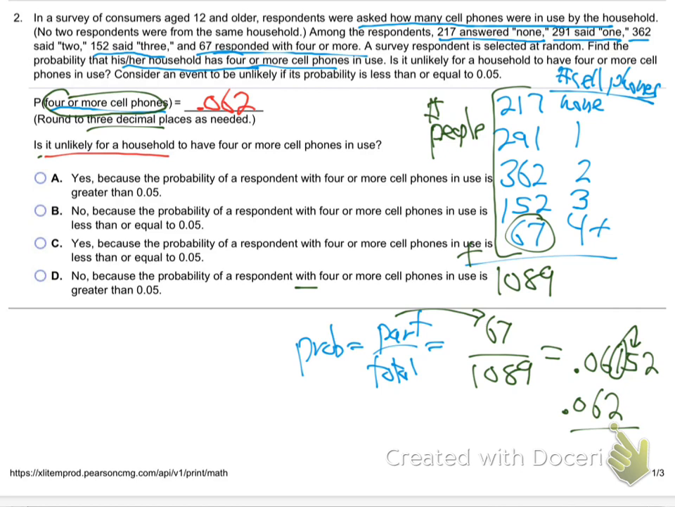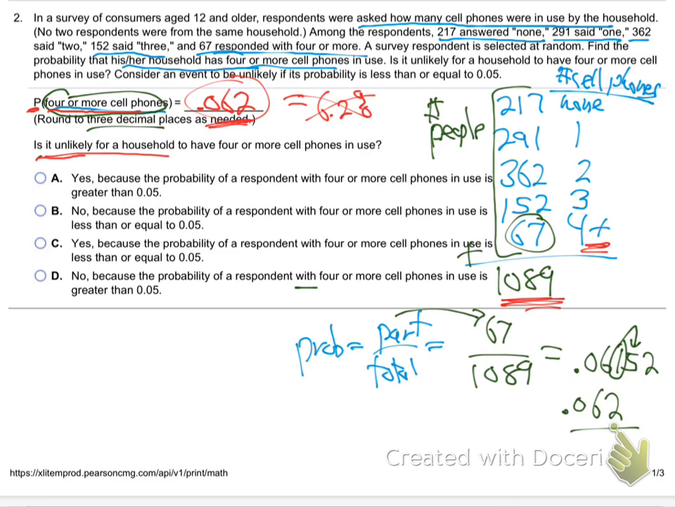That's the probability, meaning if you grabbed somebody at random out of that crowd of 1,089 people, what's the chance, the probability, that it would be a person who has 4 or more cell phones in their household? There's the probability, which is the same as 6.2%. There's a 6.2% chance, or 0.062, that if you grab somebody at random, they'd have 4 or more cell phones in their household. You don't need to give the percentage answer. I was just saying it in case it's more meaningful for you.